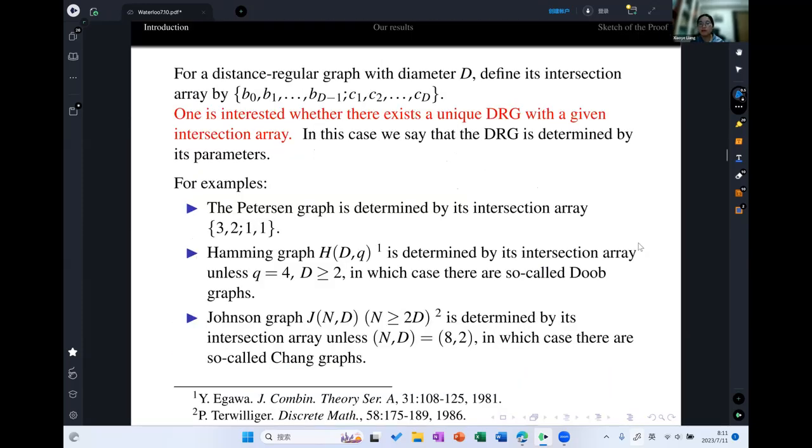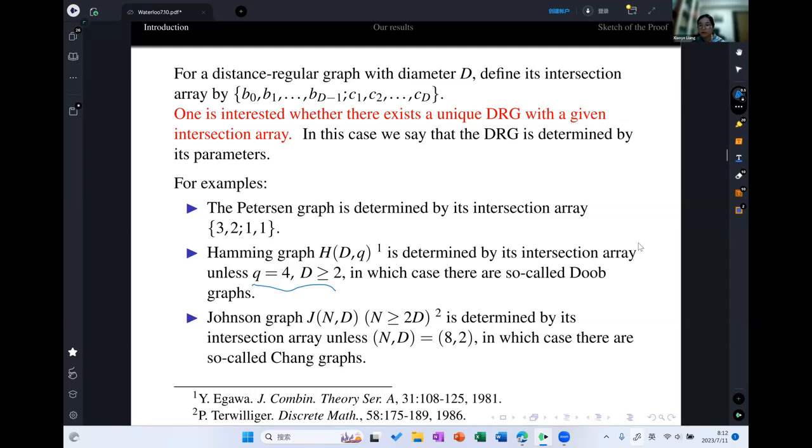So for a distance regular graph, we know its intersection array. One is interested in whether there exists a unique distance regular graph with a given intersection array. For example, the Petersen graph is determined by its intersection array, and the Hamming graph is determined by its intersection array, unless q is 4 and d is greater than or equal to 2. In this case, we call them the Doob graphs.